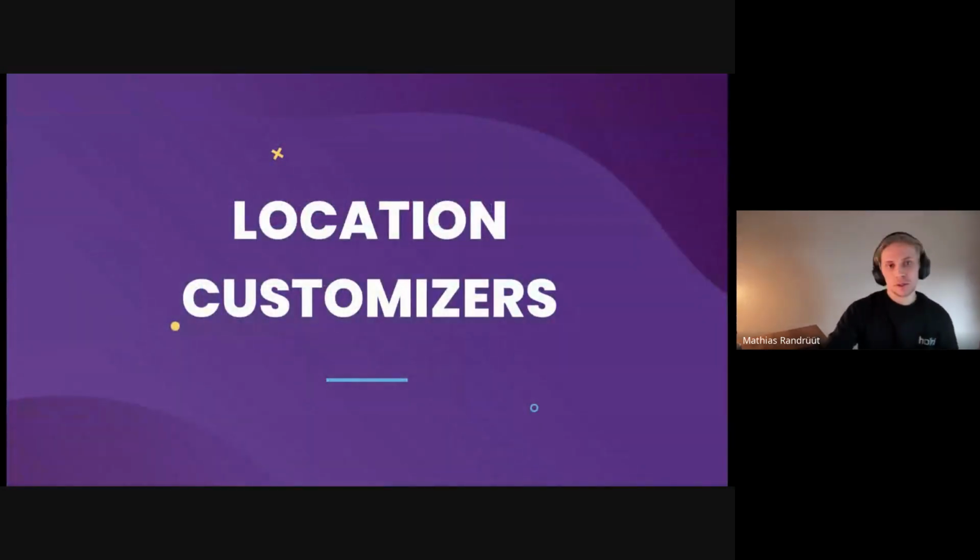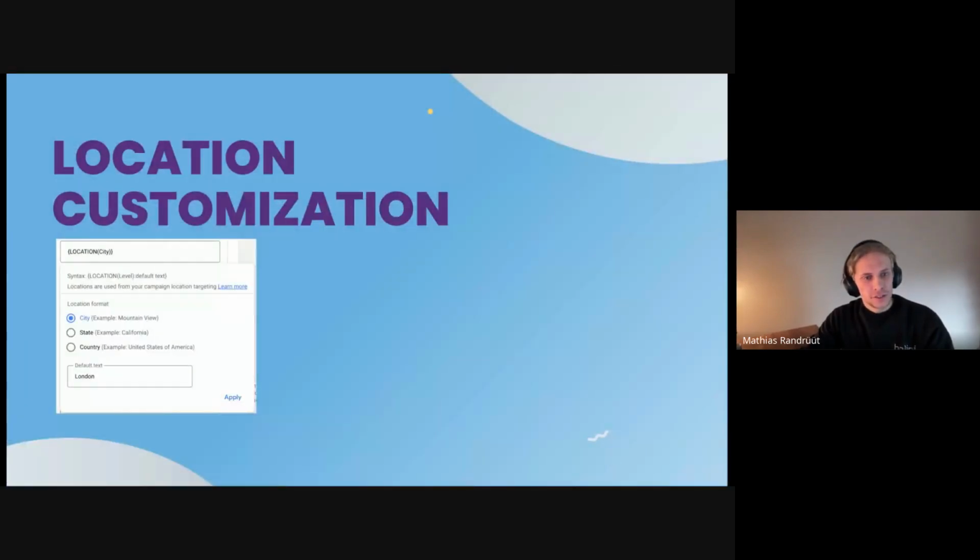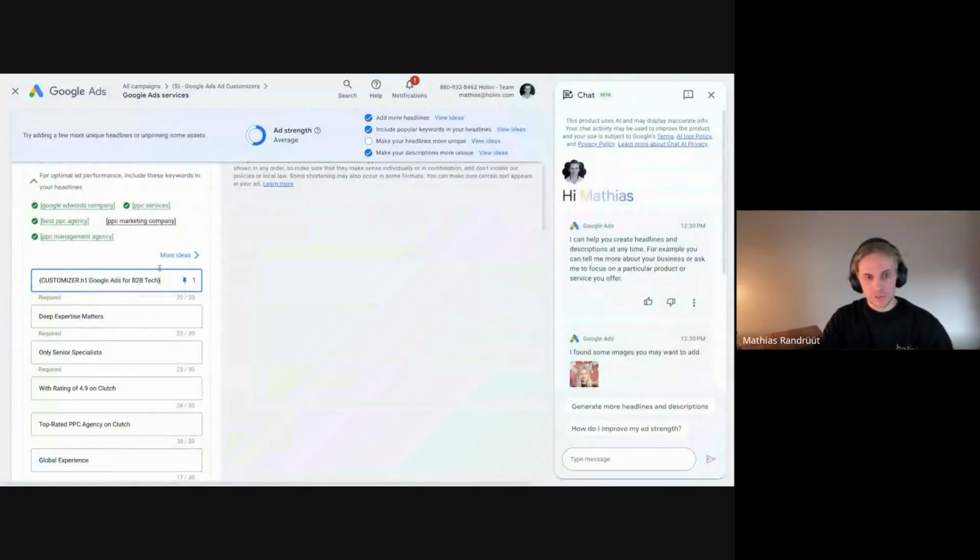Now, briefly about location customizers as well, as we are approaching the end. Location customizers allow you to dynamically insert the user's location into the ad text. This you can only use in headlines and descriptions. And I will quickly show you in the account as well how this works.